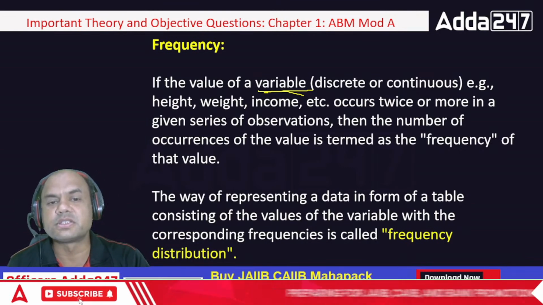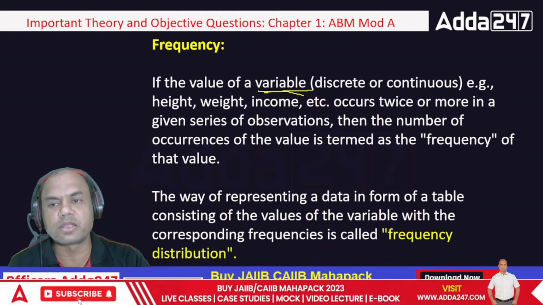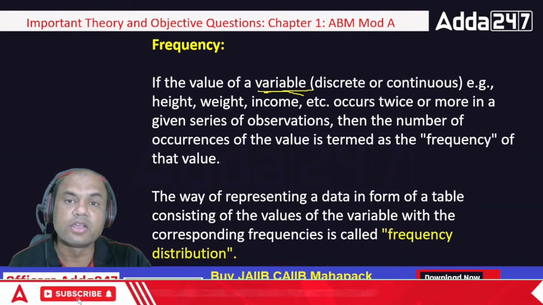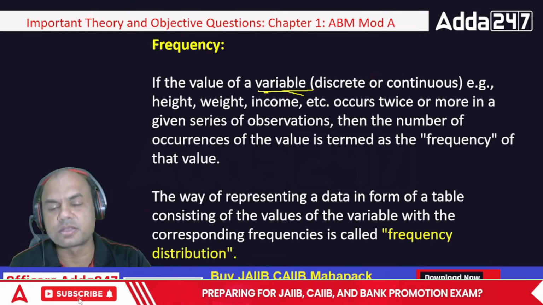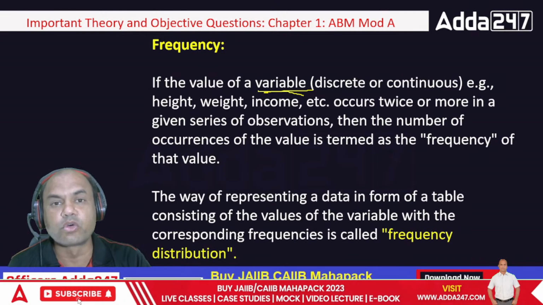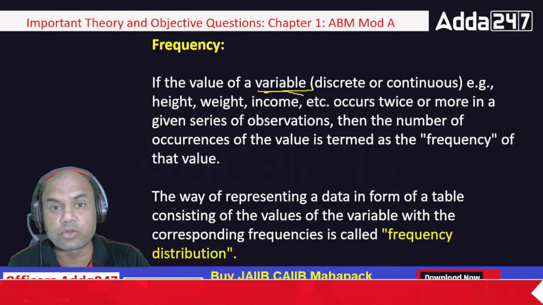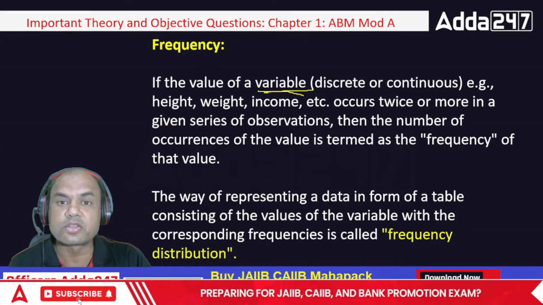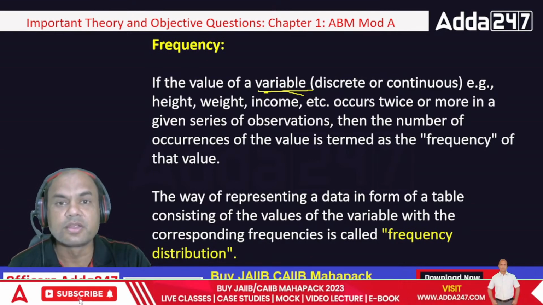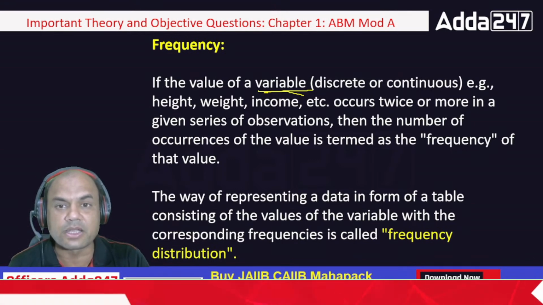What is the frequency? If the value of the variable is discrete or continuous. What is discrete? Which can be separately counted. Separately counted means I can count 4 persons, 4 men, 3 women. I can count it headwise. And continuous means I can't count them in a continuous manner. Sugar, I have to count it in kgs. I can't count each particle of sugar, right?